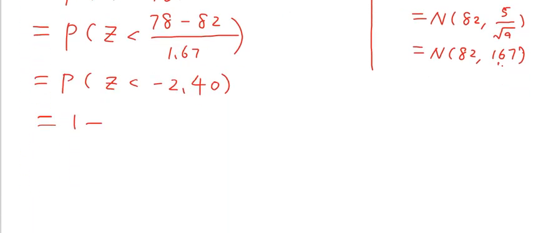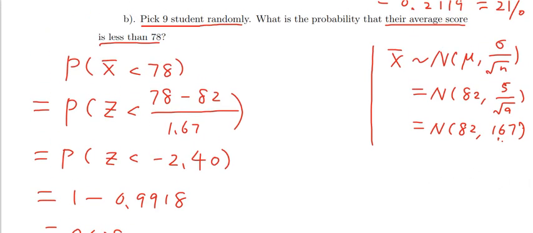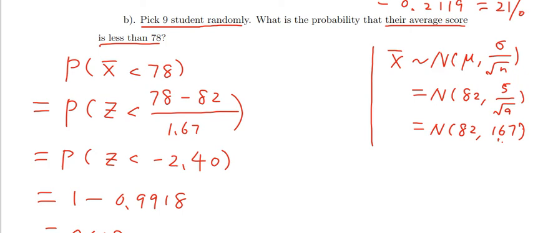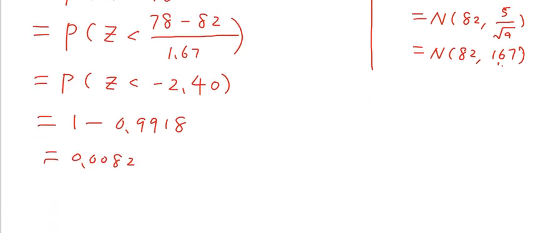So this probability is very, very small, like 0.0082. It is less than 1%, right? So we can say that if we pick 9 students, the chance that their average is less than 78 is very, very small.